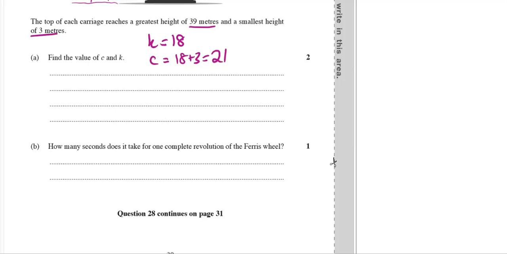Okay, part B says, how many seconds does it take for one complete revolution of the Ferris wheel? Well, I know in all of these questions, when I'm dealing with a sine wave or a cos wave, the period equals 2 pi on a, where a is the coefficient of the x, or in this case t, in the cos curve. So it's 2 pi divided by pi on 24, so I get 48 seconds.